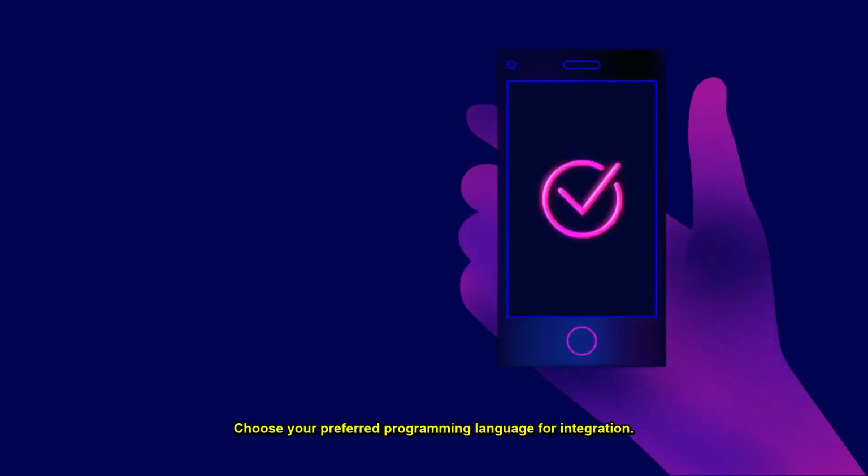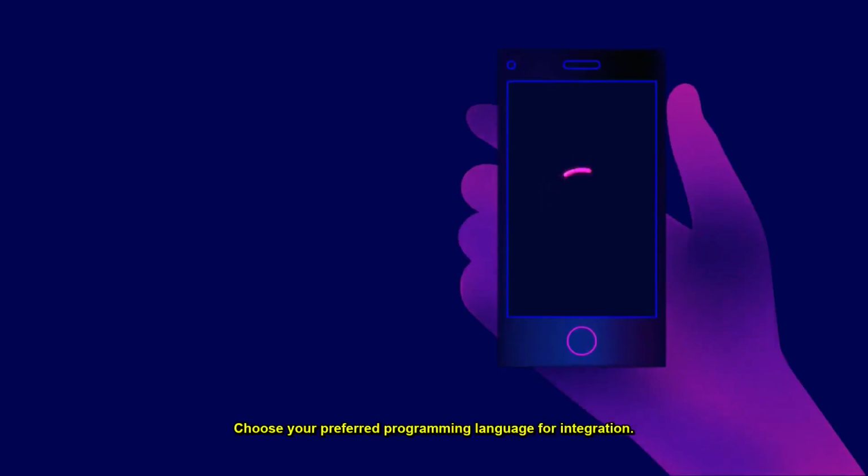Choose your preferred programming language for integration. Set up your development environment by installing the necessary libraries. For Python, use pip to install the OpenAI library with the command pip install openai.